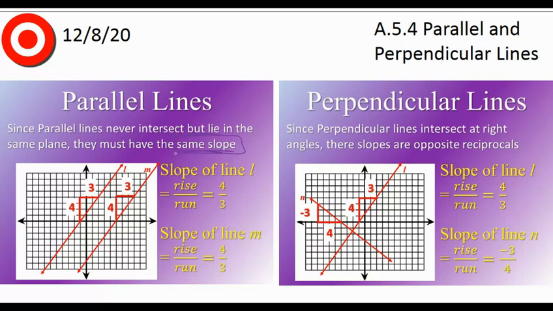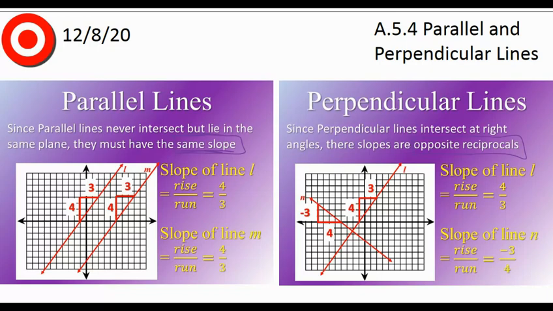Next, let's talk about perpendicular lines. So perpendicular are when two lines intersect and they create four right angles. And you can look here at lines L and M. You can see that they're perpendicular to each other, that they create right angles when they intersect. And when you have perpendicular lines, their slopes are what are called opposite reciprocals. Opposite reciprocals.